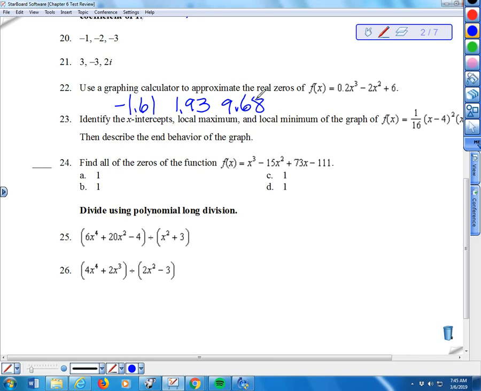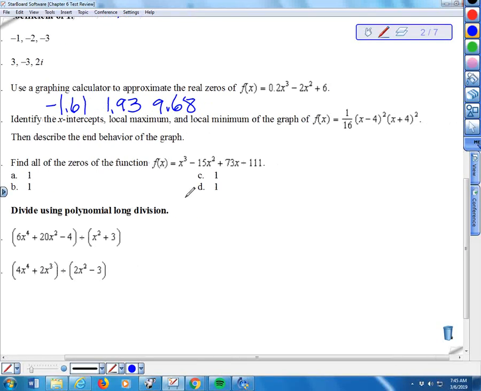Identify the x-intercepts, local maximum, local minimum of this graph. Well, the x-intercepts are at 4 and negative 4. I can see that because it's in intercept form. To find the max and min, again, I'm just going to plug in this whole thing: x minus 4 quantity squared minus 4 squared, times x plus 4 squared. That's 4 squared.